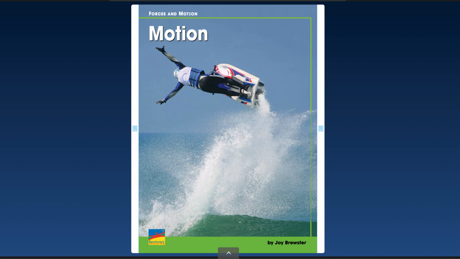We are going to read along with a book on forces and motion called Motion. Let's listen as it reads it to us. Let's read a book. Follow along as I read. Forces and Motion. Motion by Joy Brewster.